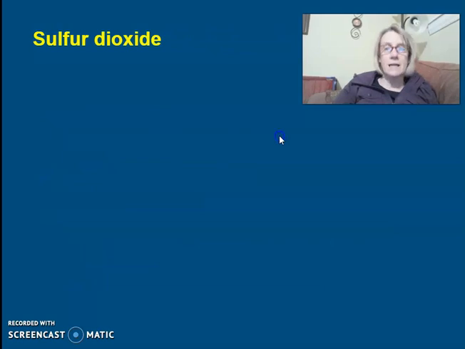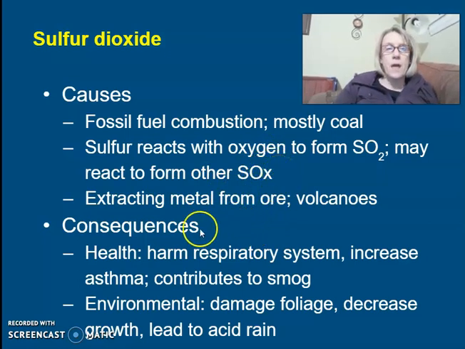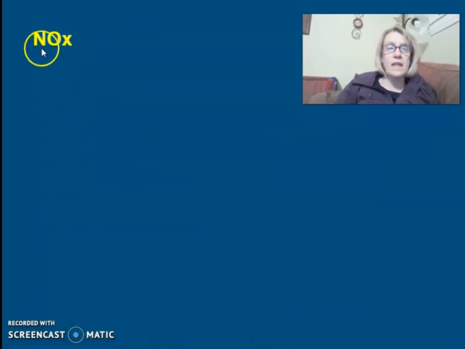All right, sulfur dioxide, so that's SO2. This is again from fossil fuel combustion, mostly coal. Sulfur reacts with oxygen to form SO2, and then that may react to form other types of sulfur oxides. Notice our shortcut here is SOx. And we said that it also comes from volcanoes. Health-wise, it can harm the respiratory system, increase asthma, and we'll talk about how it contributes to smog and acid rain as well.